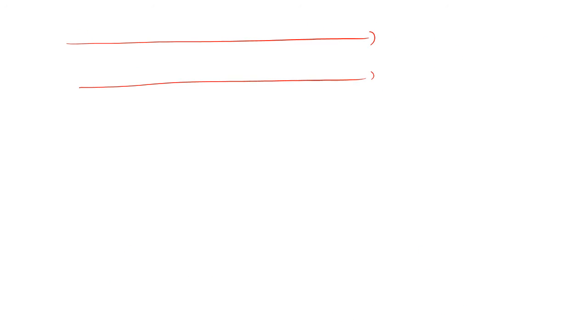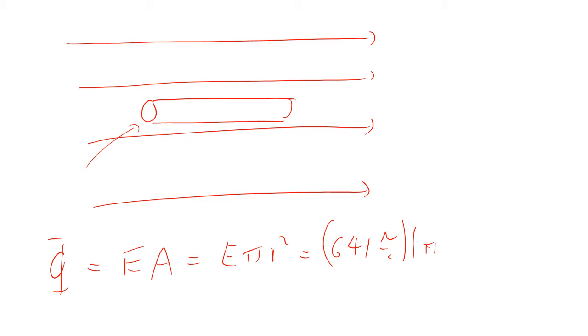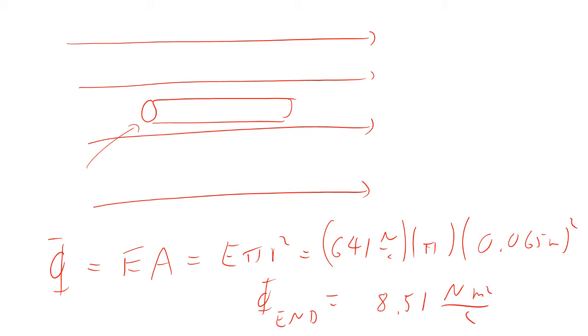So we have a couple possibilities I want to consider. I want to consider the cylinder sitting like that inside of the electric field. I now want to know what is the flux into the end of this. Well, the flux into it is going to be E times A, so it'll be E times pi r squared. So there'll be 641 newtons per coulomb times pi times the r, which is 0.065 meters, squared. So the flux into just the end of it is going to be equal to 8.51 newton meters squared per coulomb.